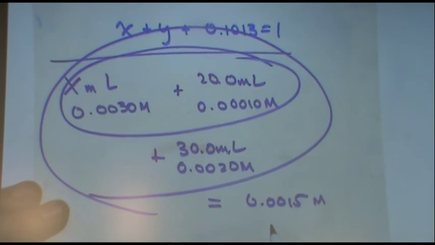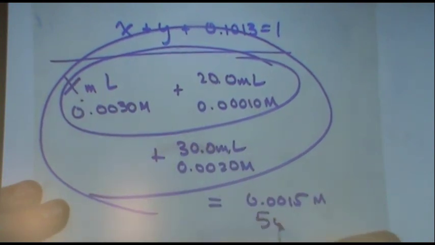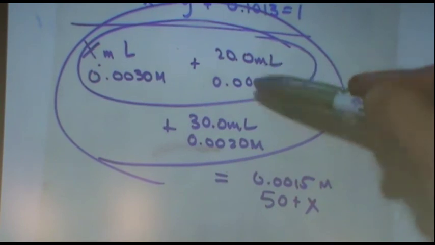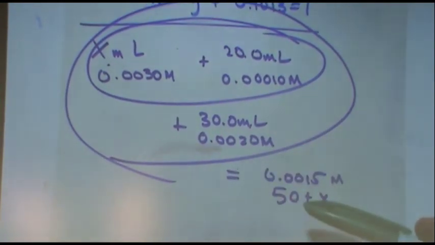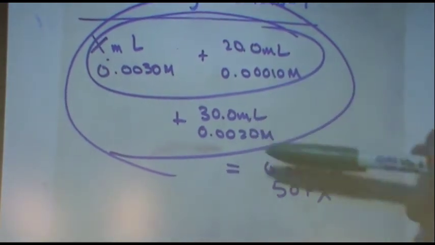Okay, what's the final volume, anybody? 50. X plus 20 plus 30, or 50 plus X. Okay, so what you're going to do, I'll get a different color. You're going to multiply all of these pairs of numbers. So for example, this times that, that times that, that times that, and that times that.